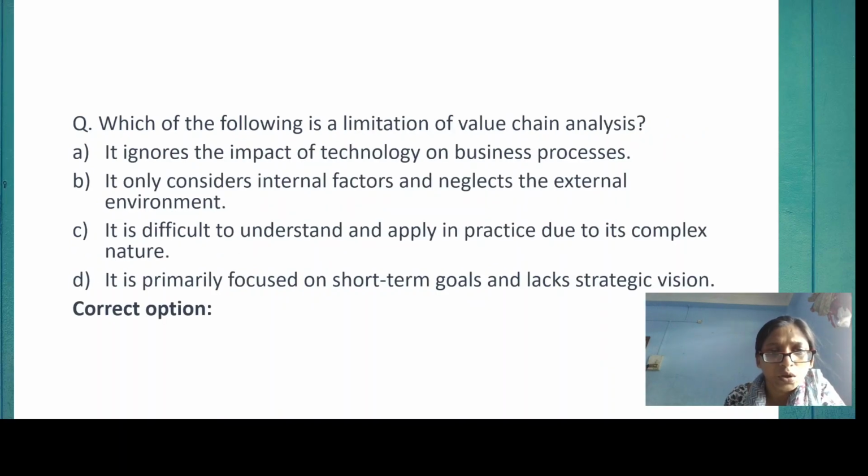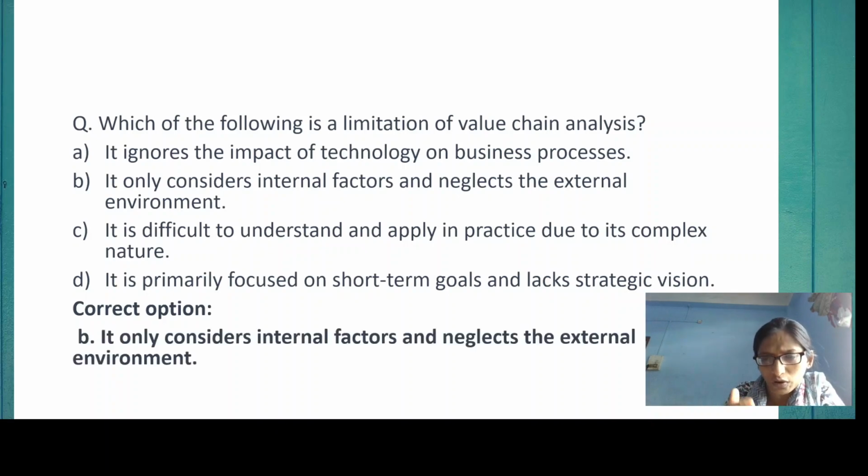Which of the following is a limitation of value chain analysis? As we have already known, the value chain activities talk about internal aspects, and of course consider the external environment. So it will be option B.